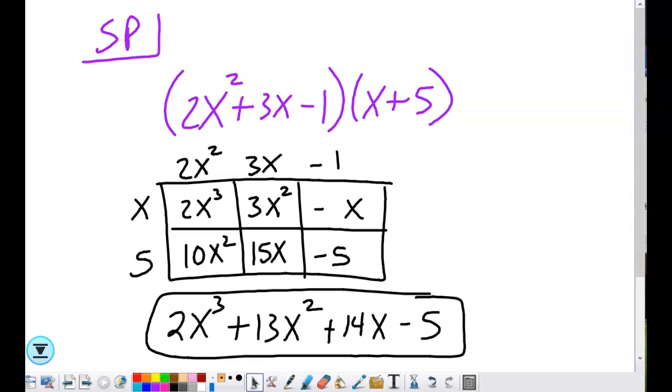All right, and there you guys go. Check out your answers, see if you guys agree. And we'll move on to our next set of polynomials.